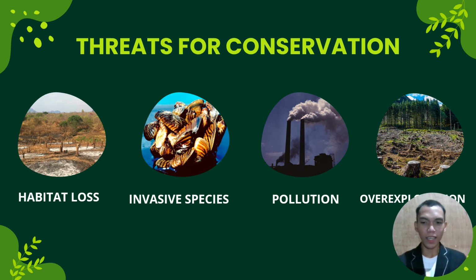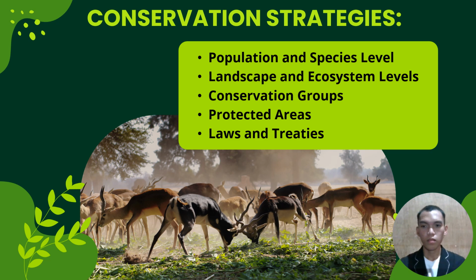Now, how can we take action to alleviate these threats? In order to solve such, we have these conservation strategies. First, we have the population and species level. This strategy focuses on the preservation of specific animal or plant species, particularly those that are endangered or at risk of extinction.